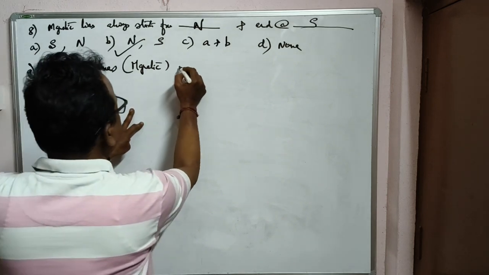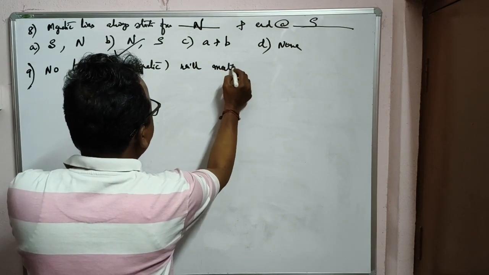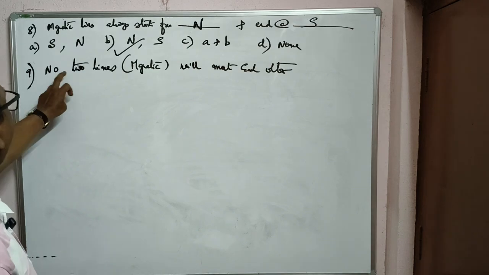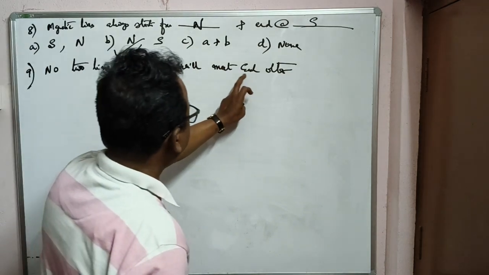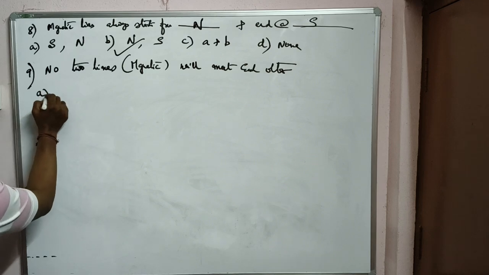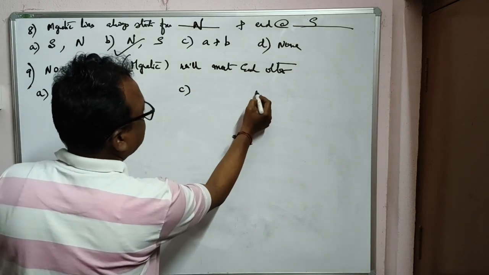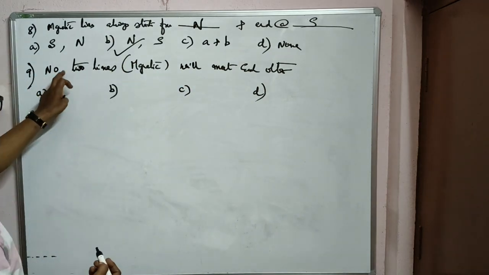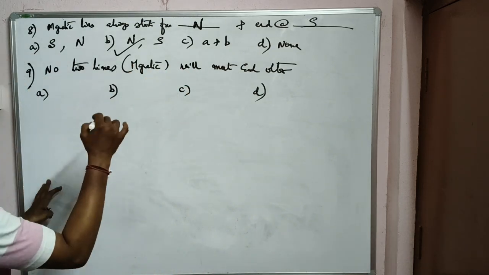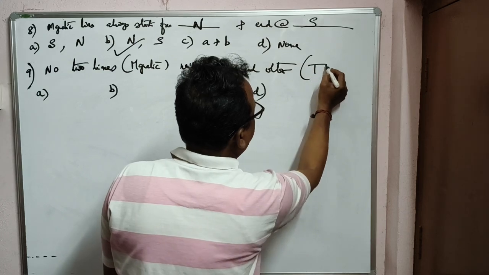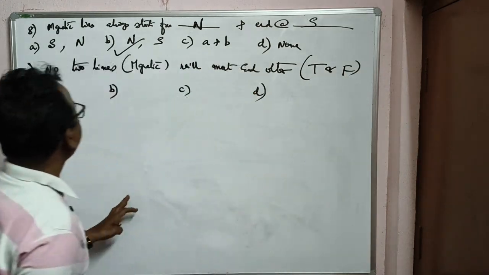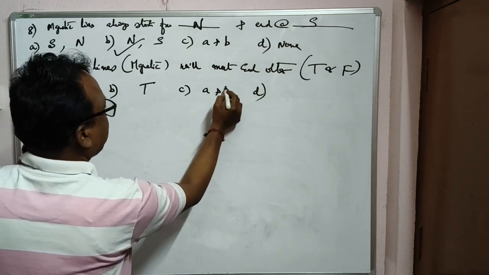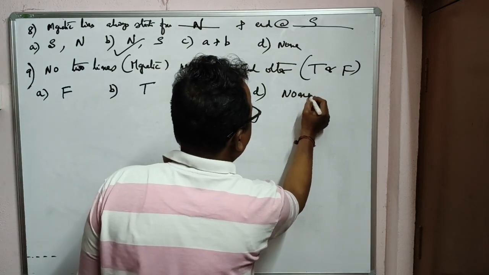No two lines will meet each other. See, this is another interesting question. No two lines, that means magnetic lines, will meet each other. A, B, C, D. So whatever the statement is that is given, he is asking you whether it is true or false. True or false. Okay? False, true, A and B, D, none.